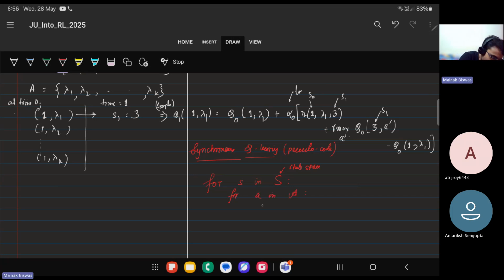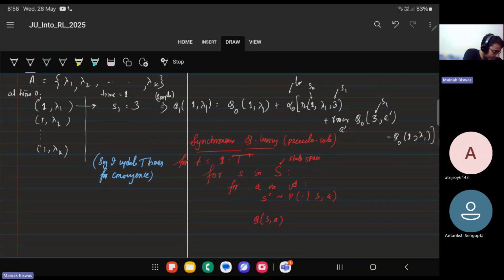What will I write? Step 1 is sample S dash from the probability distribution. Fine. Then select Q of SA for t equal to 1 to n. Let us write capital T for n time points. I update T times for convergence.